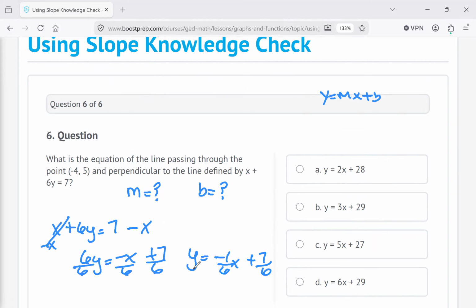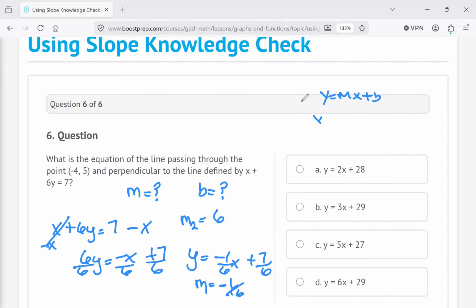Okay, now what is the slope of this line? M1 equals negative 1/6. What do you think my M2 is going to be? They want our slope to be perpendicular to this line. So what should this slope be in order for it to be perpendicular? The negative reciprocal of negative 1/6. So what is that going to be? It's going to be positive 6, or 6 over 1, right?